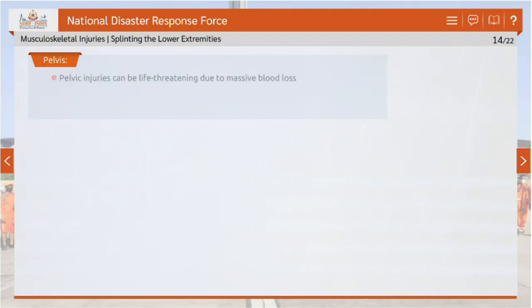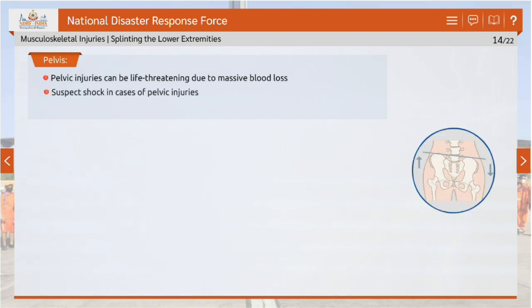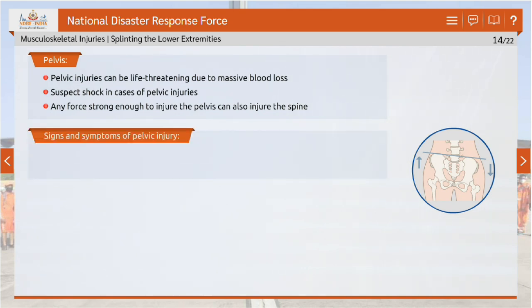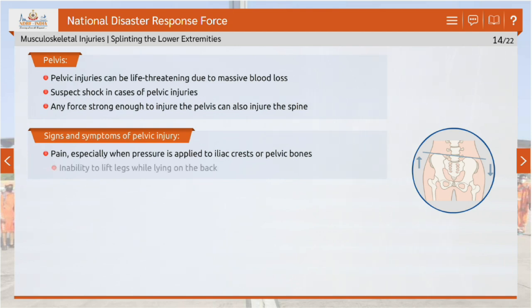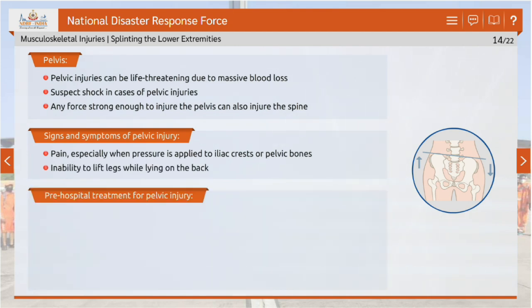Pelvis. Pelvic injuries can be life-threatening due to massive blood loss. Suspect shock in cases of pelvic injuries. Any force strong enough to injure the pelvis can also injure the spine. Signs and symptoms of pelvic injury: pain, especially when pressure is applied to iliac crests or pelvic bones, and inability to lift legs while lying on the back.